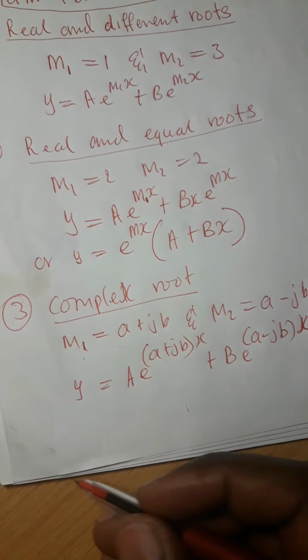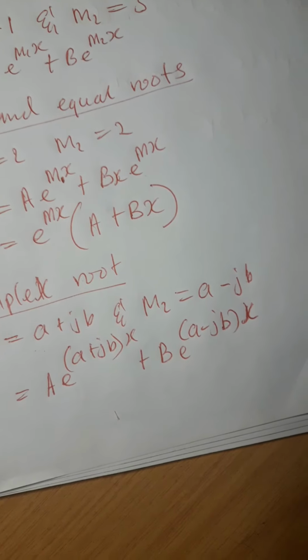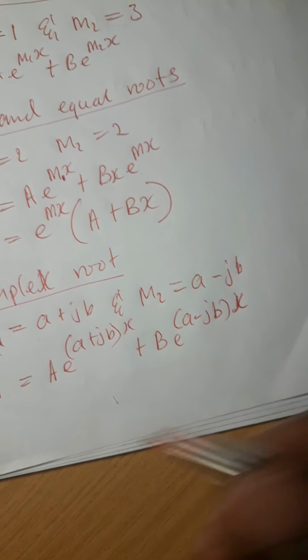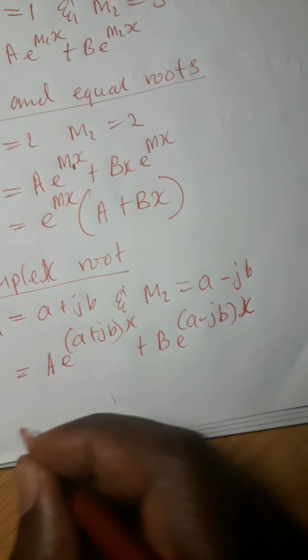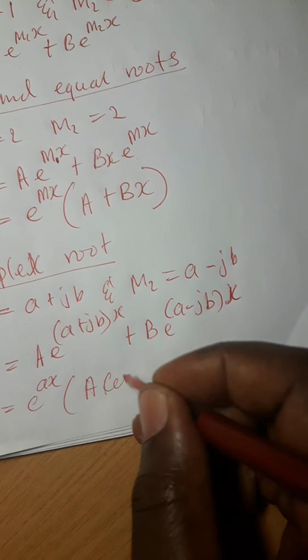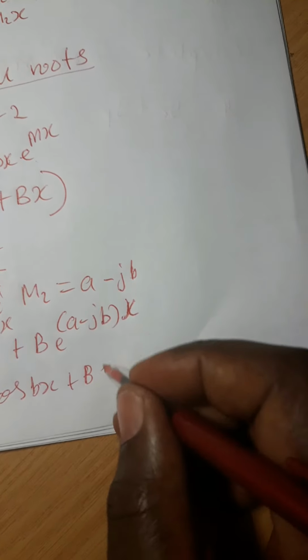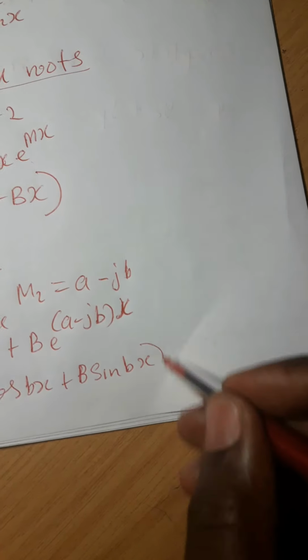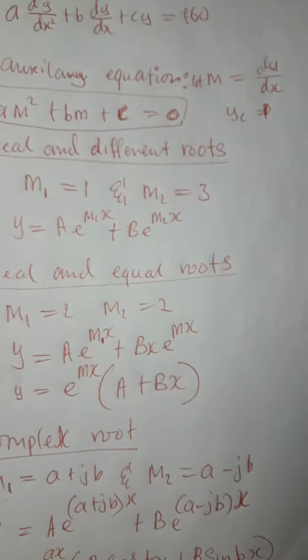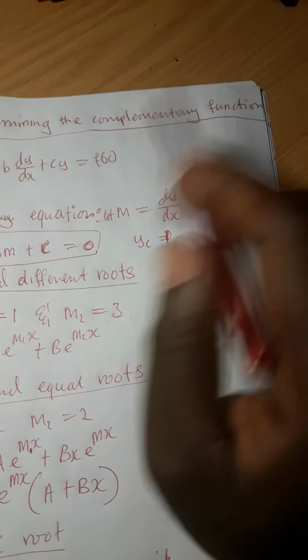From the theory of complex numbers, however, you can express this as y equals e to the power ax into a cos bx plus b sine bx. So if you can remember all of this, then you'll be able to approach how to determine the complementary function.